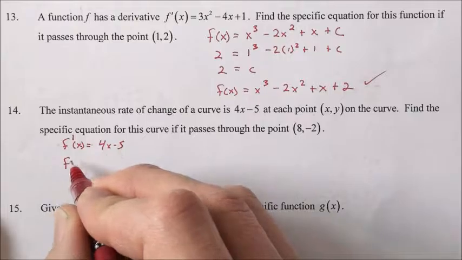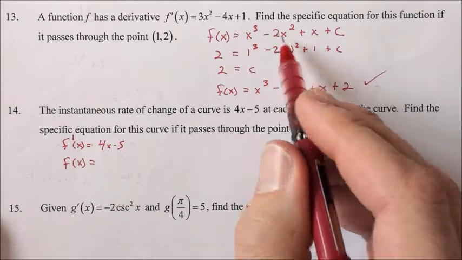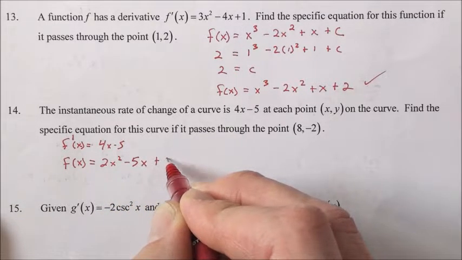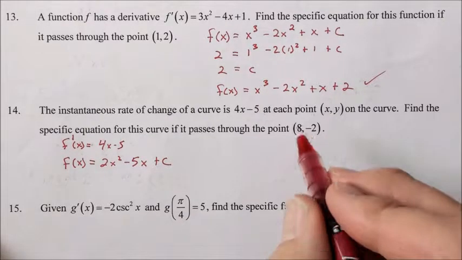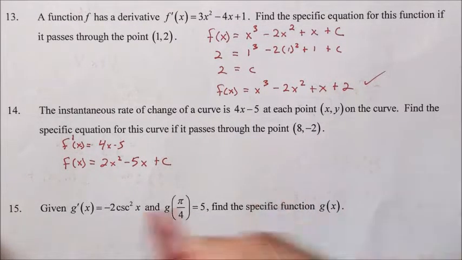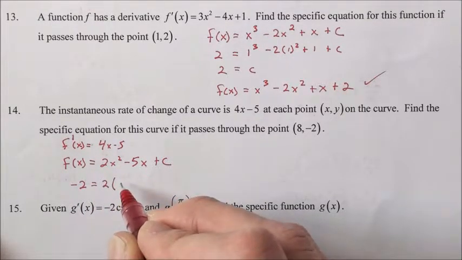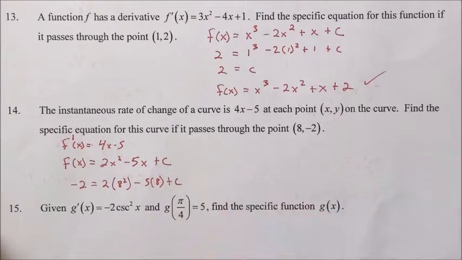So therefore f of x will be the antiderivative. The antiderivative of 4x, just like up here, is 2x squared. And you have minus 5x plus C. Well, it passes through the point (8, -2). So when x is 8, y is negative 2. So negative 2 is equal to 2 times 8 squared minus 5 times 8 plus C.